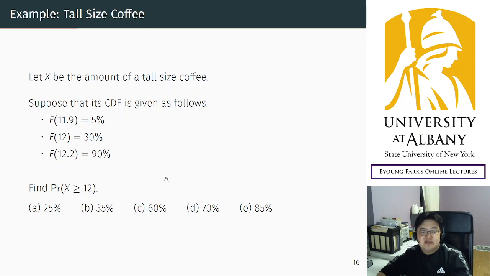The answer is coming from this information. So remember, CDF is a cumulative probability. So F of 12 gives you the probability smaller than or equal to 12. But we are interested in greater than 12. Then it's the complement of this. So 30% is smaller than 12, then obviously 70% would be greater than 12.